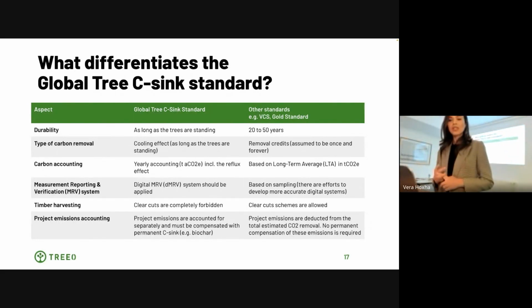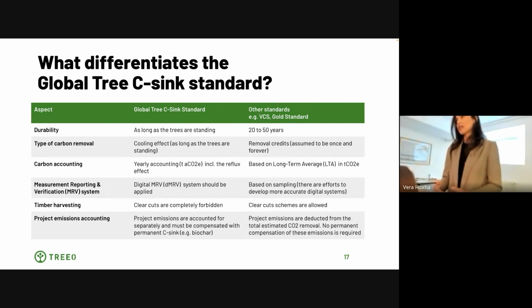For the global tree C-sink, we are talking about the global cooling effect, as explained by Hans-Peter. Also, as long as your trees are standing, you have this cooling effect happening. If your trees are cut or disappeared, then you cannot account for this beyond.